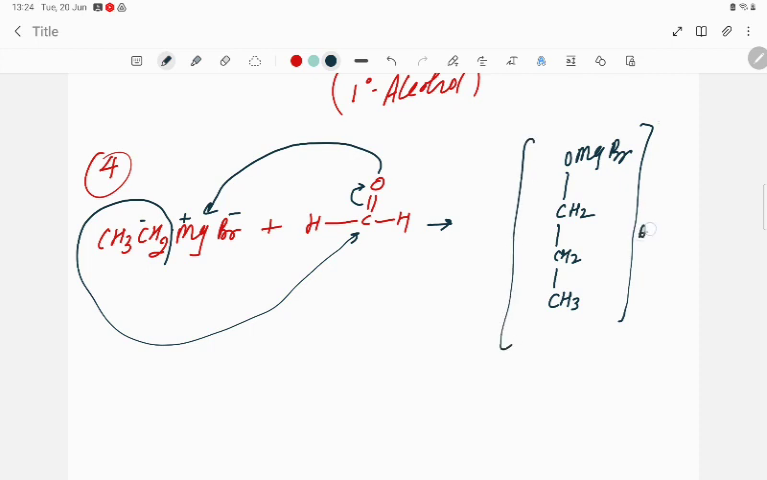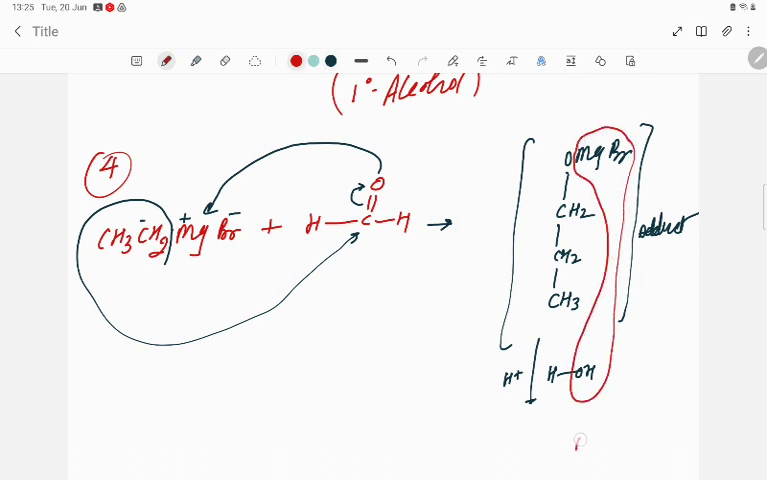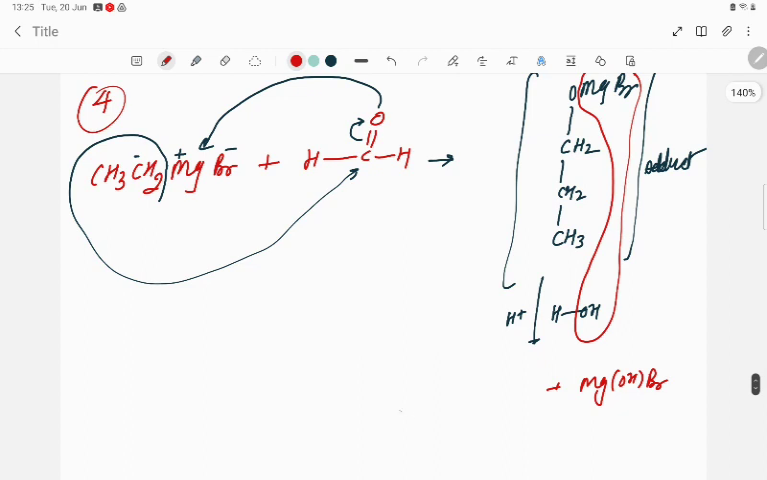Now student, what is happening here? This is the adduct, this is called the adduct, right? Now you just send it for acidic hydrolysis, student, HOH. So MgOHBr is going to be out, student. So here is MgOH and here is Br. What is the left one? What is the alcohol you see, student? It is CH3, CH2, CH2OH. So that is propan-1-ol, student. It is going to form propan-1-ol.